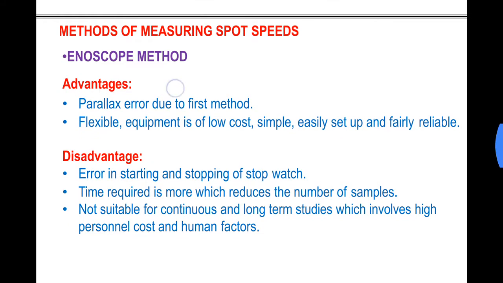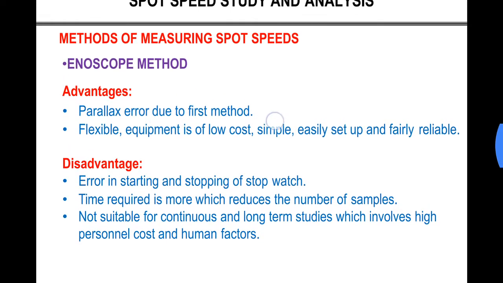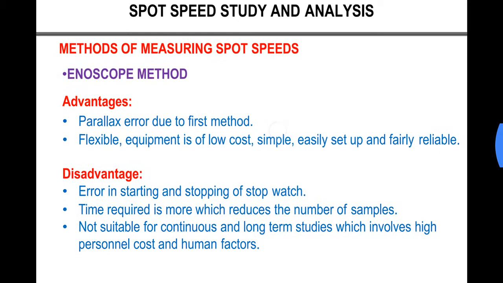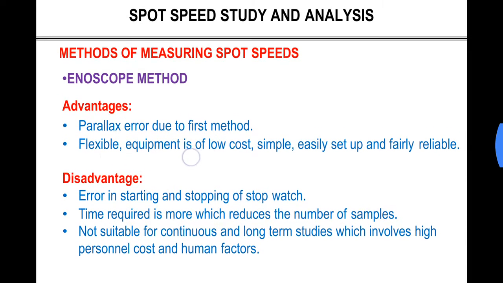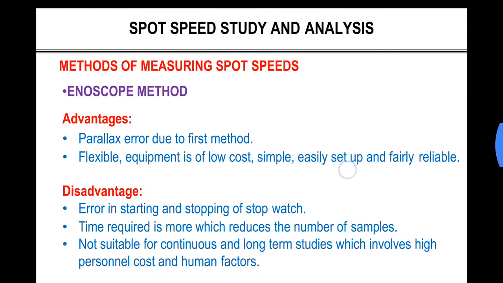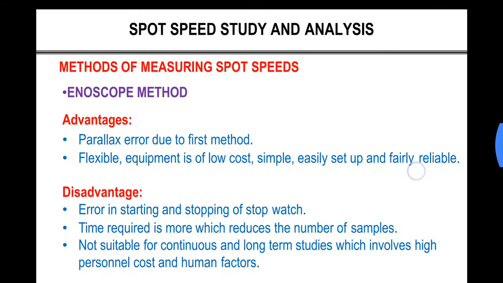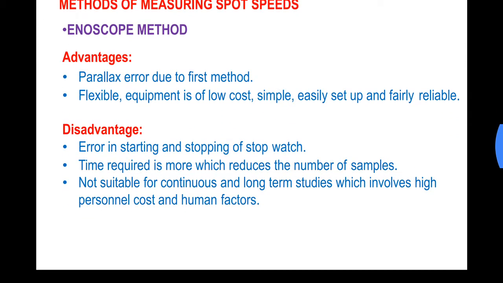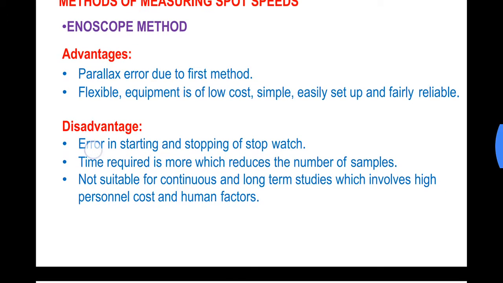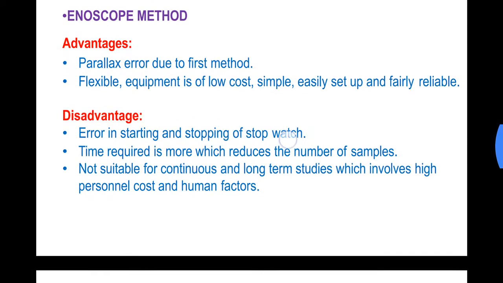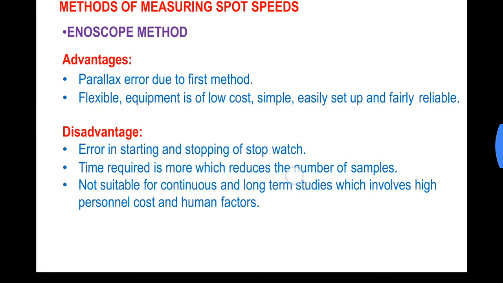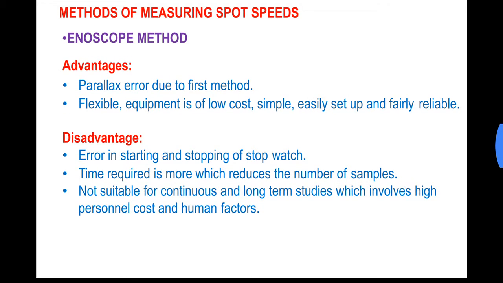So what are the advantages here? The parallax error due to the first method is removed. There is no parallax error. The equipment is flexible, low cost, simple, easily set up, and fairly reliable. These are the advantages. Disadvantages: the error in starting and stopping of the stopwatch. Since this is a human error, this can still occur. Time required is more, which reduces the number of samples.